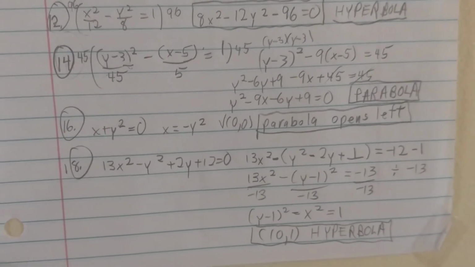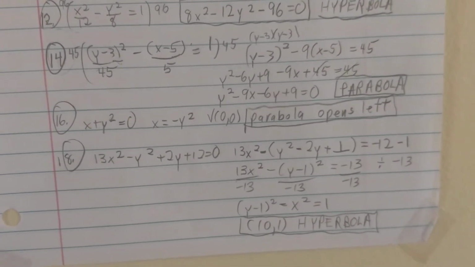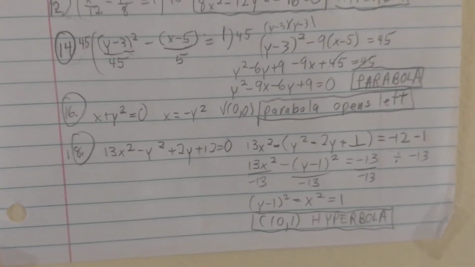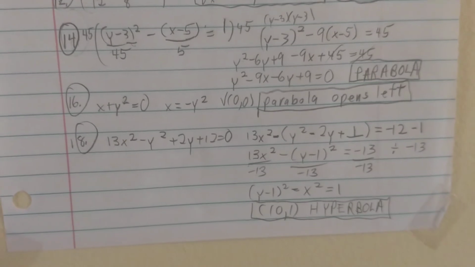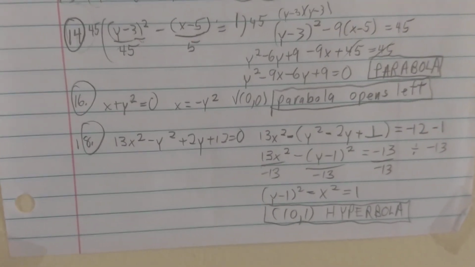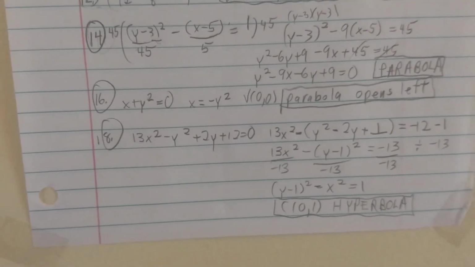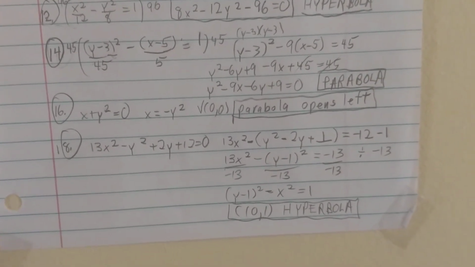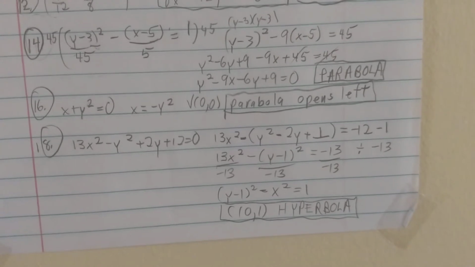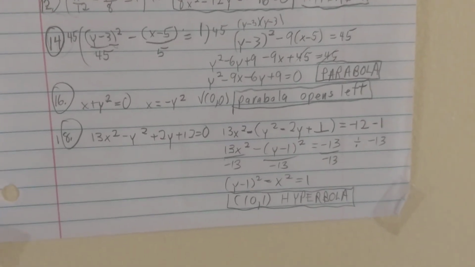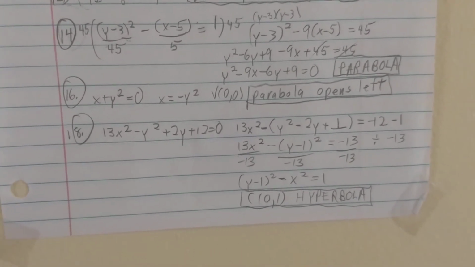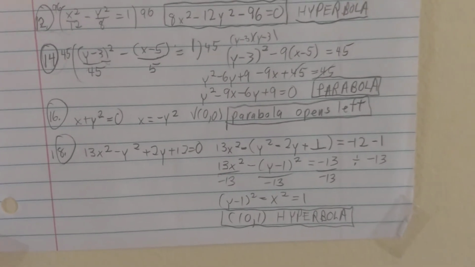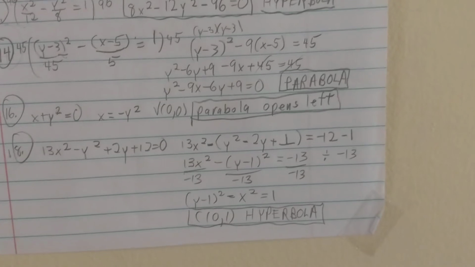For 14, we have another hyperbola, (y minus 3) squared over 45 minus (x minus 5) over 5 equals 1. And to turn this into an equation now, it'll turn out to be a parabola because we don't have an x squared with our y squared. So we're going to multiply everything by 45. So we end up with just (y minus 3) squared, and then minus 45 over 5, or 9 parentheses, (x minus 5) equals 1 times 45, or 45.